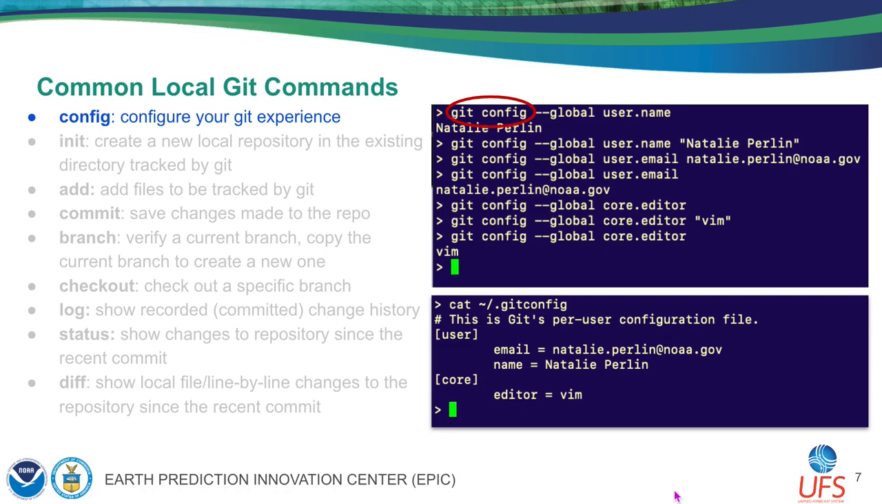All these configurations are stored in your .gitconfig file under your home directory. So you can view it either using cat or using your core editor or editor of your choice. And this is all of the configuration that we have set up, user and core.